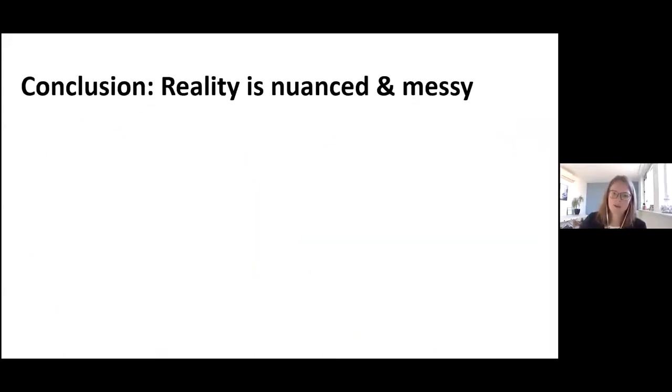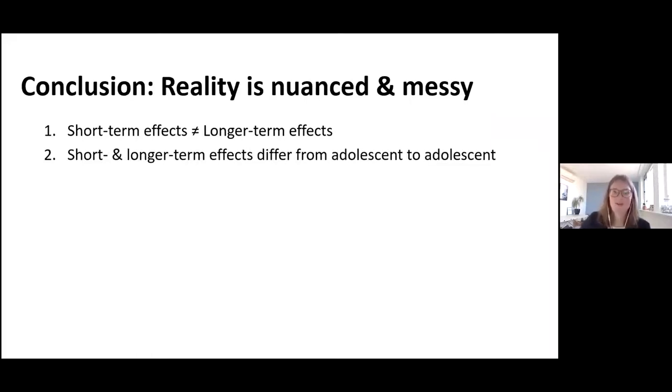So indeed, if we come back to Ine's conclusion, I think we can say that reality is nuanced and messy, because first, short-term effects may differ in size and strength from longer-term effects, and both these short and longer-term effects may vary from adolescent to adolescent. So therefore, I'm wondering, how can we provide adolescents a generalized advice if reality is so nuanced and messy? I think it's quite difficult, so therefore I think there's really a need to go for more person-specific advice.